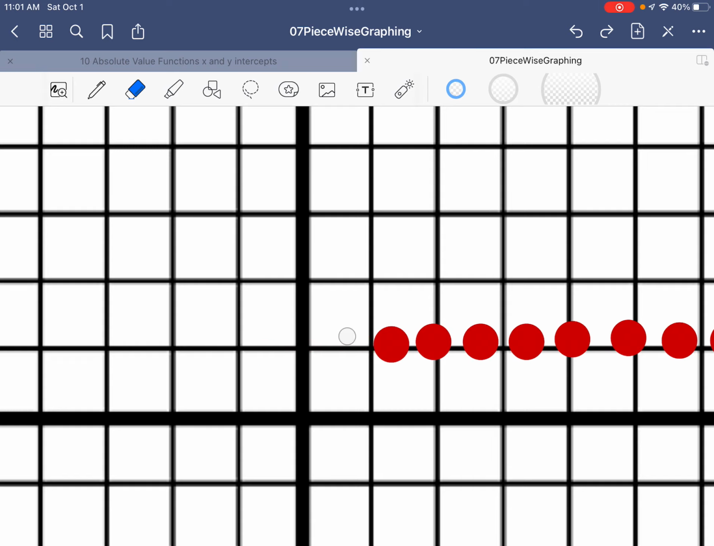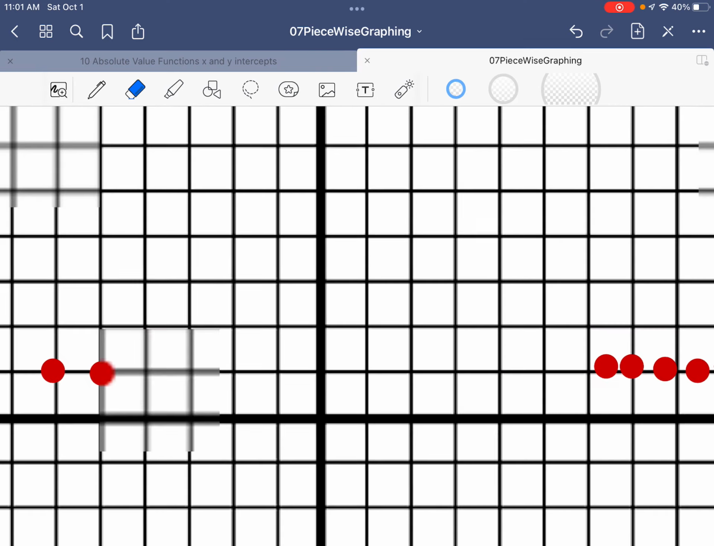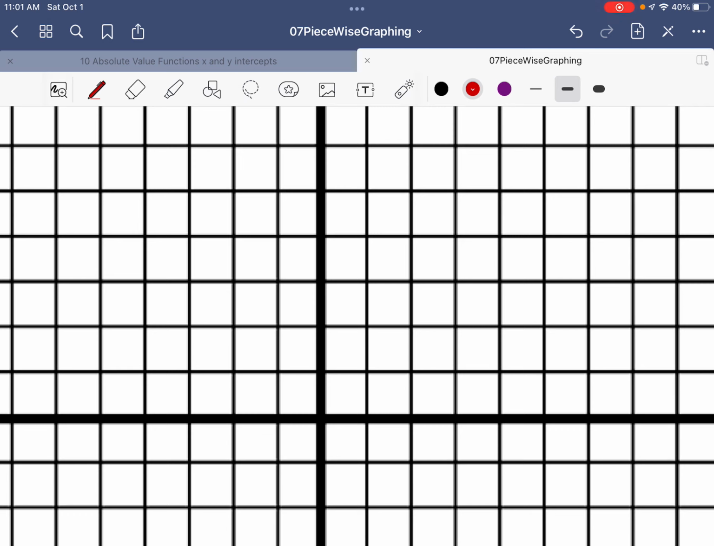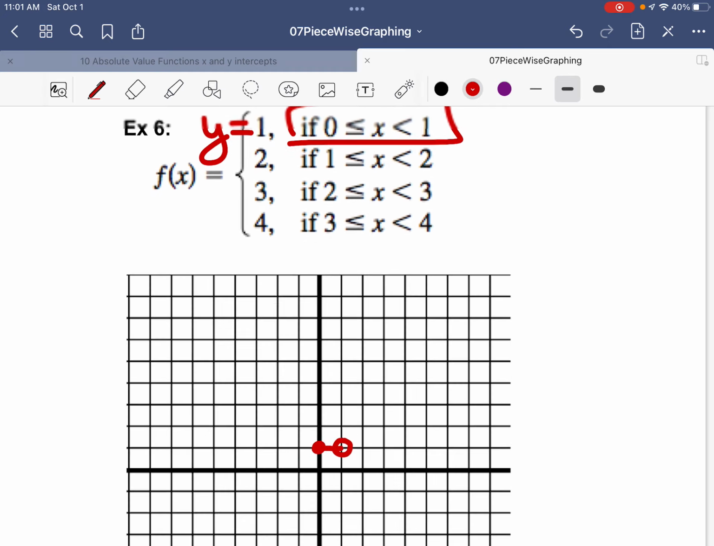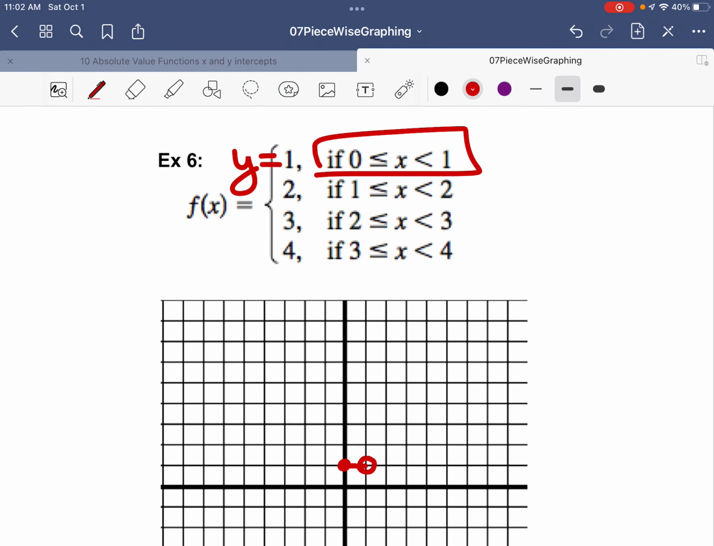So let's get rid of most of this graph. It's a little too much to look at. I'm only going to graph the horizontal line 1, between 0 and 1. Specifically, I have an open circle at the end, but I have a closed circle at the beginning. And I just graphed my first little piece.